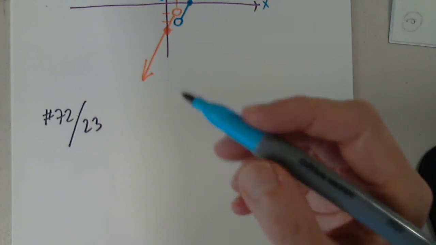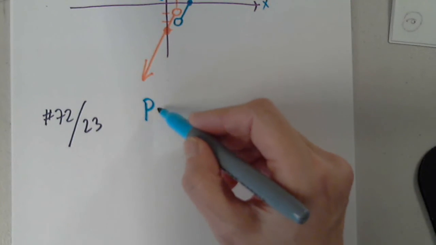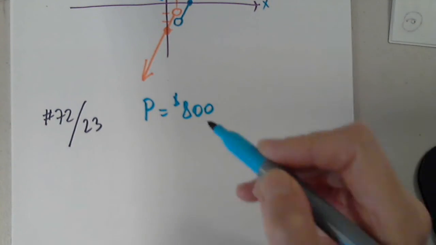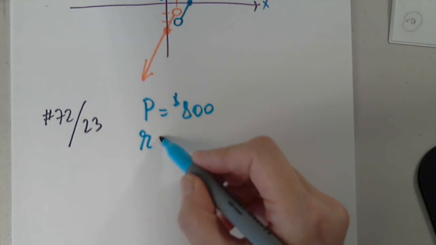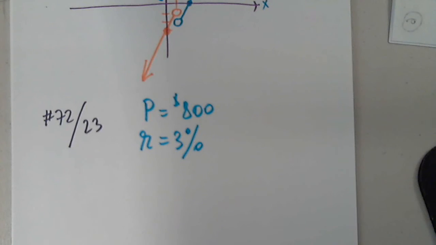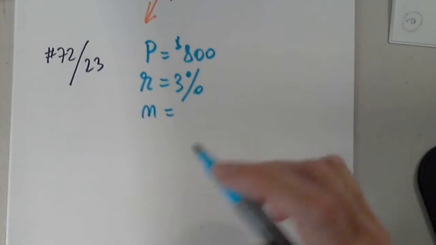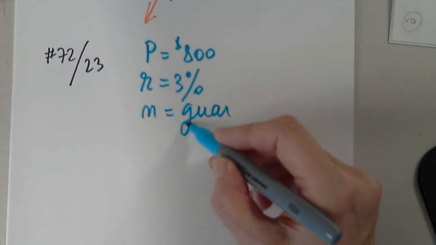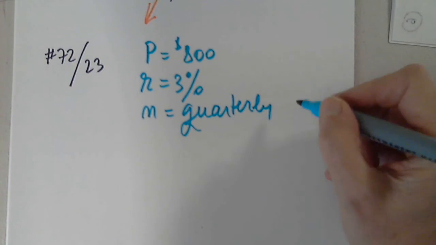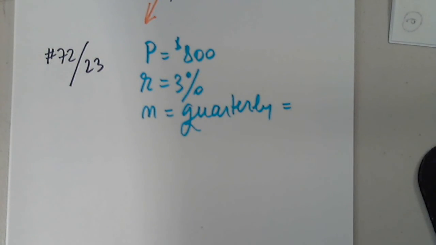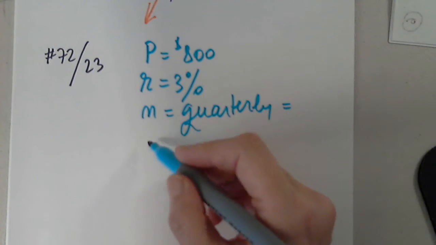So 72, we are given $800. The principal is 800. It's invested at 3%, compounded quarterly. What is that? How many times per year is quarterly? How much will the investment be worth after 3 years?